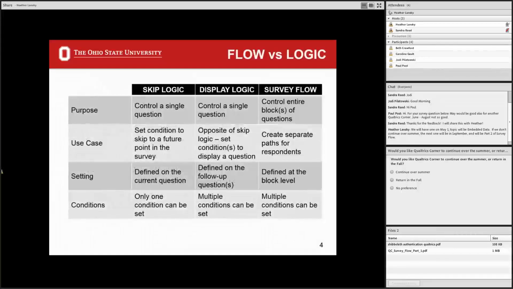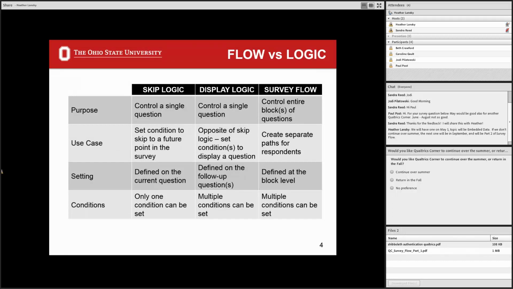So here's a little chart about the differences between skip logic, display logic, and survey flow. Skip logic and display logic are really intended to be controls on a single question. Skip logic for sure, that just controls what happens on a single question. You set it on the question that you're on, and you can decide that you're going to skip the respondent to a future point in the survey depending upon their answer. You can only set one condition. So if this, then they go to some future point in the survey.